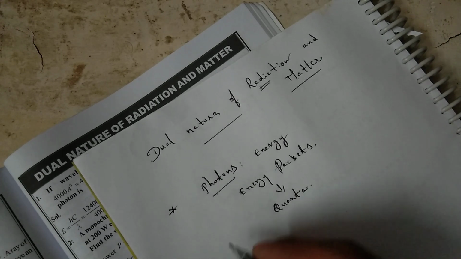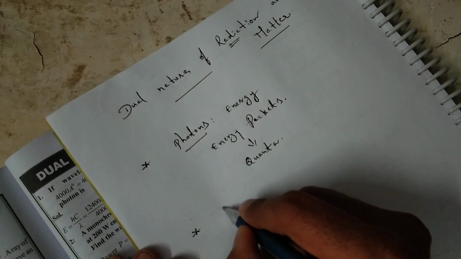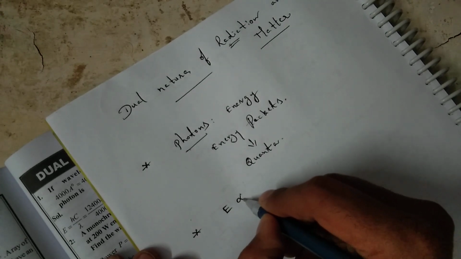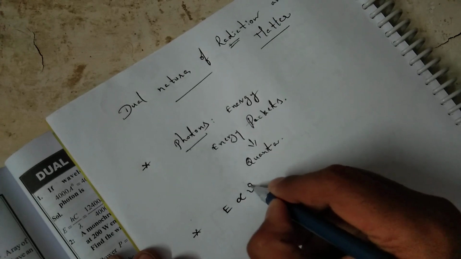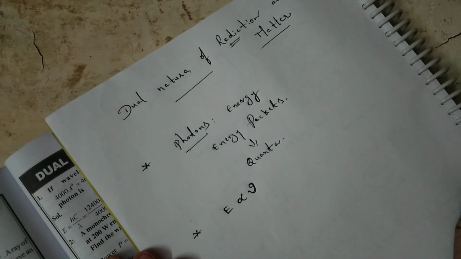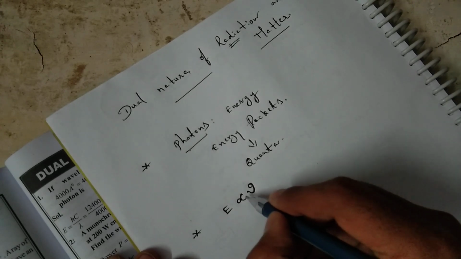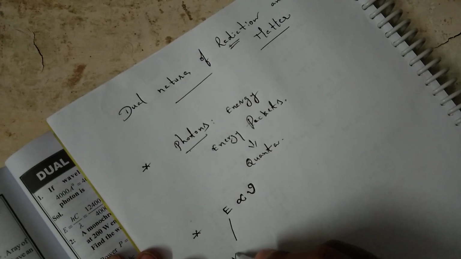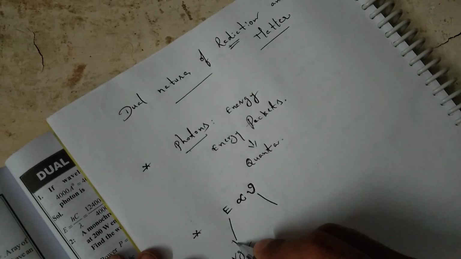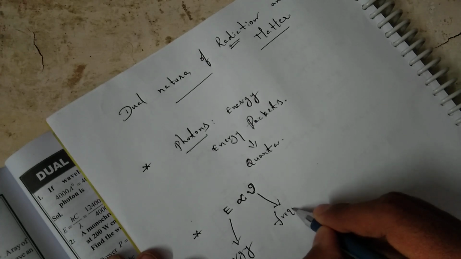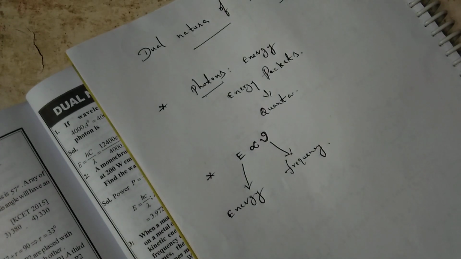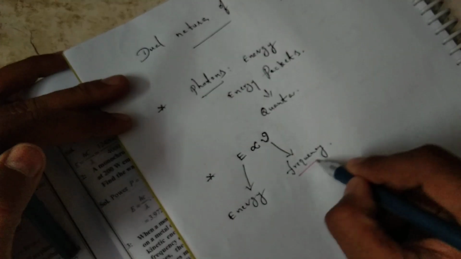Okay, now I'm taking the next one. In this, the energy of the photon E is directly proportional to the frequency of radiation. Energy of the photon is directly proportional to the frequency of radiation. Here E represents the energy and nu represents the frequency.